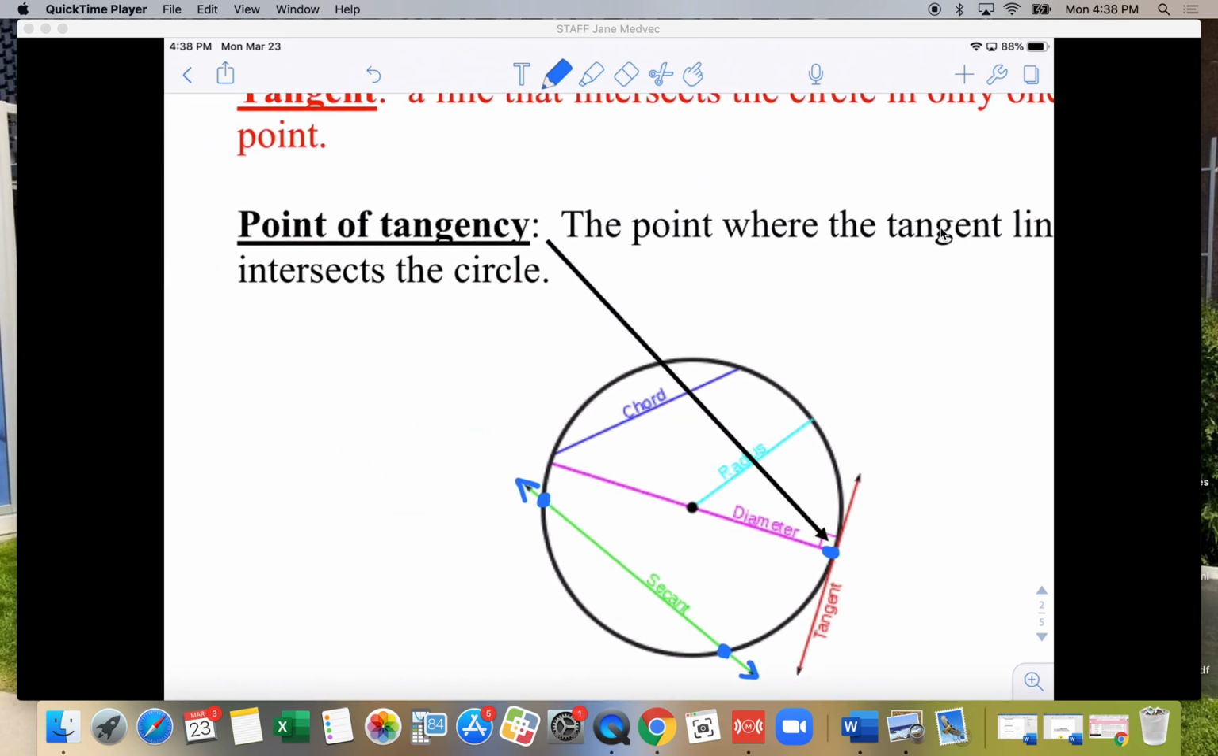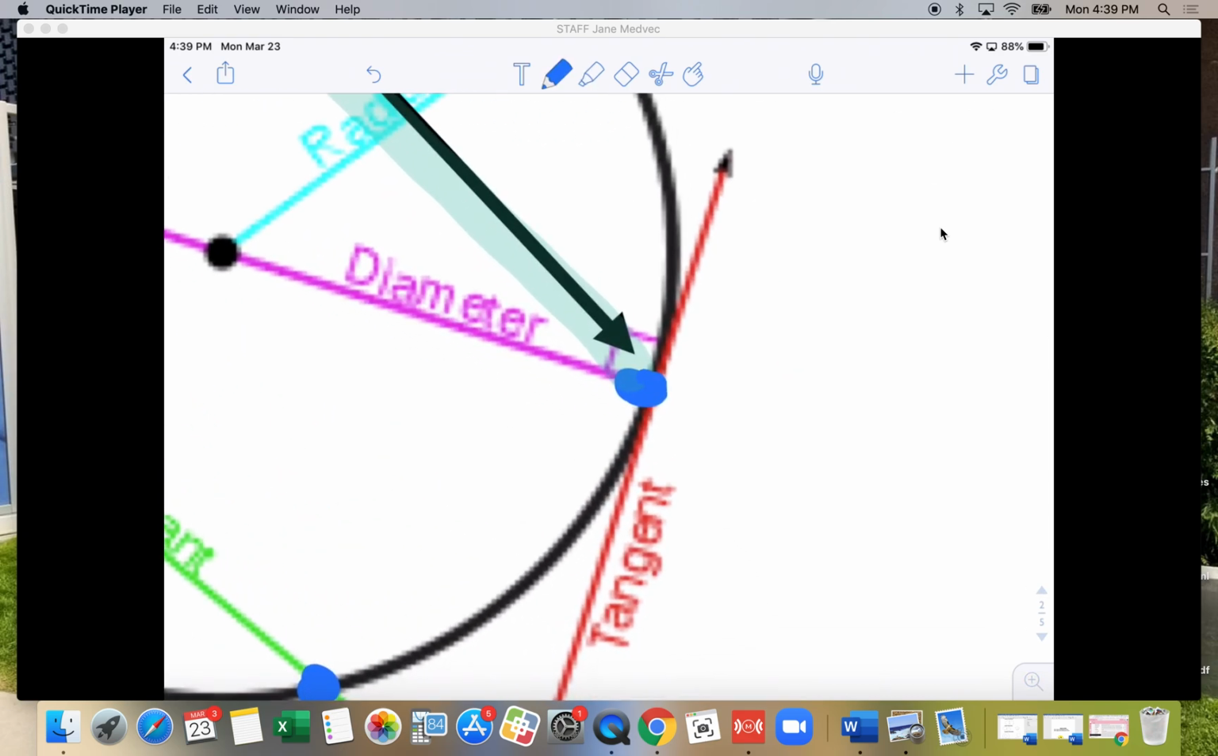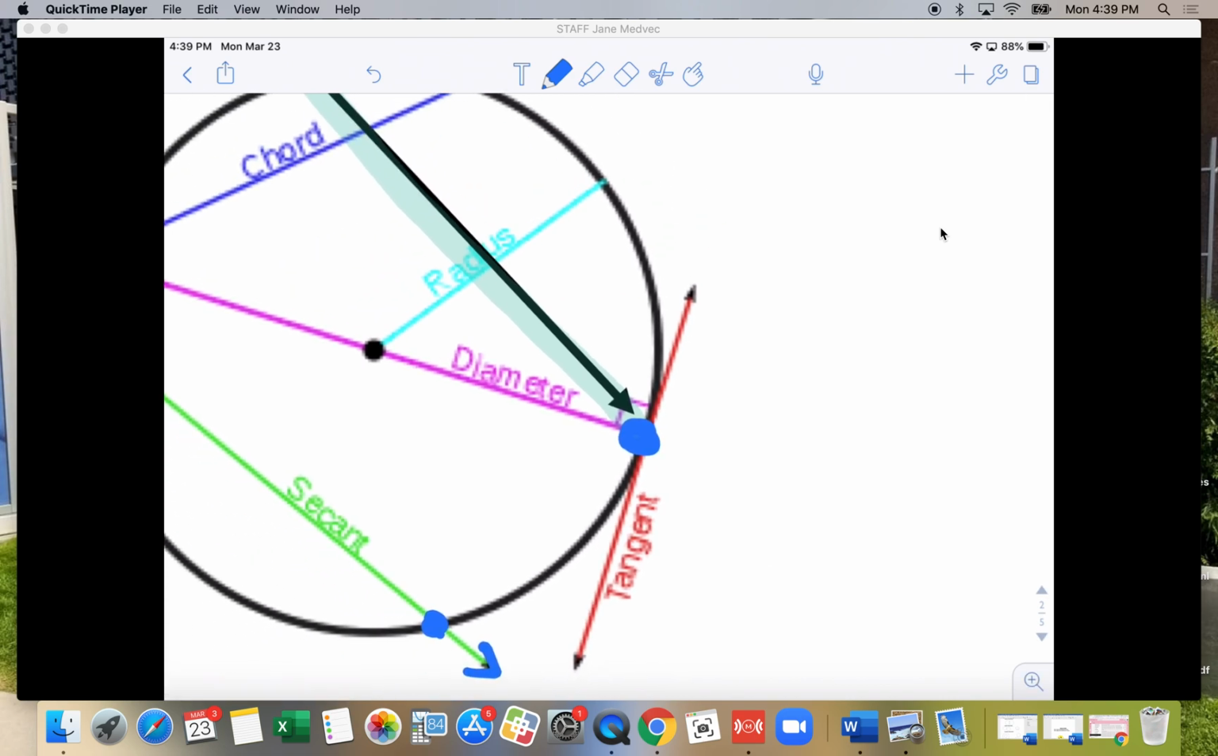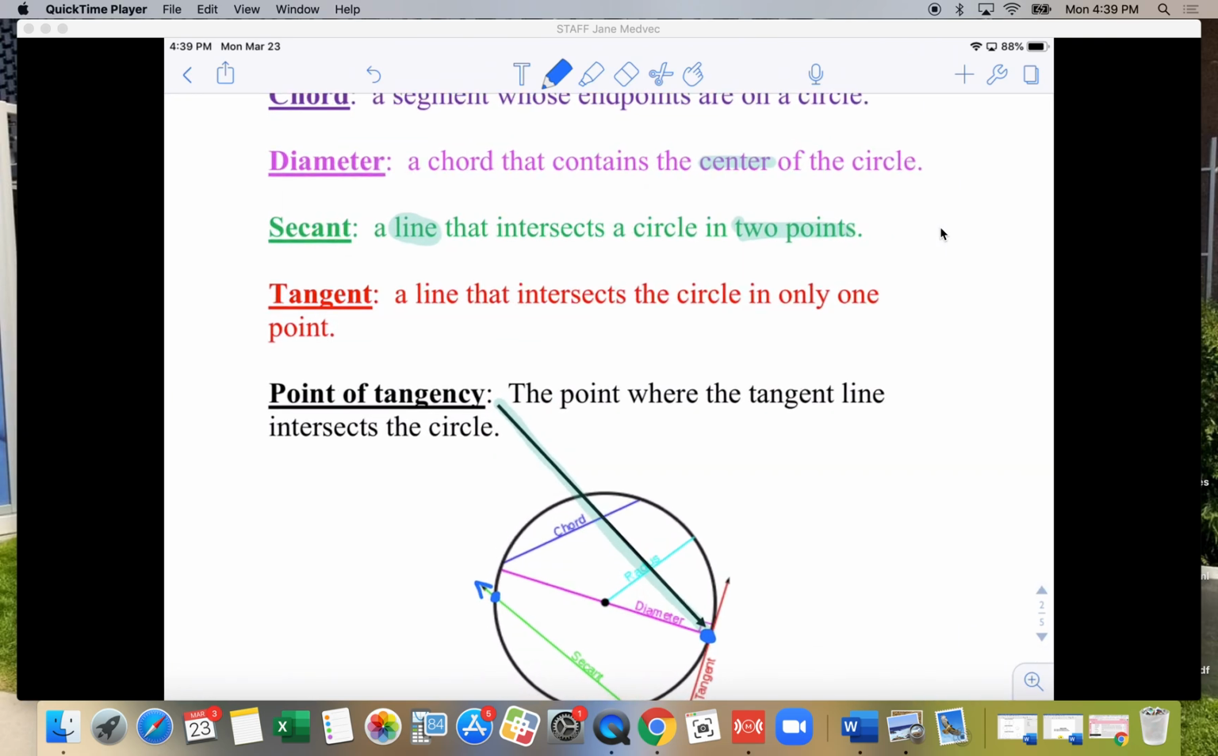And then point of tangency. It's the point where the tangent line intersects the circle. I took this black arrow and brought it down here and pointed at it. This point right here where the radius or the diameter touches the tangent line, that's the point of tangency. These are all words you're really going to need to know. Some will be matching on a test, but it could also be just describe them or draw them for me. So make sure that you really understand what those words are.